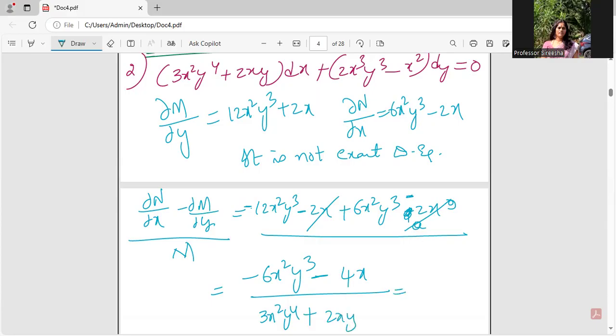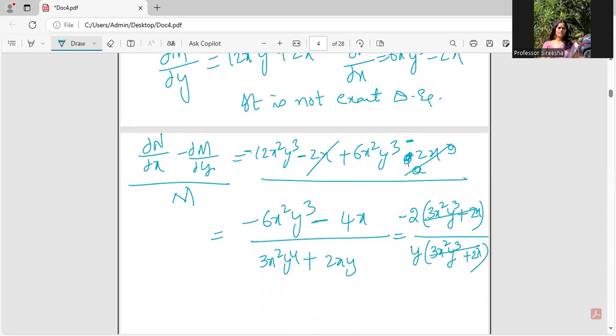In the numerator, what can I take common, guys? Minus 2 I can take common. So I have −2(3x²y³ + 2x) in the numerator. In the denominator, I will take y common, so y(3x²y³ + 2x). Both of them get cancelled off. It's very difficult, very tedious, but you should be a little careful. Minus 2 by y is what remains.